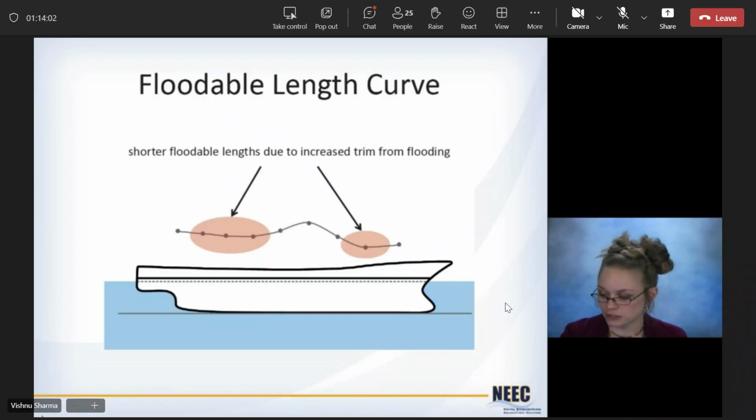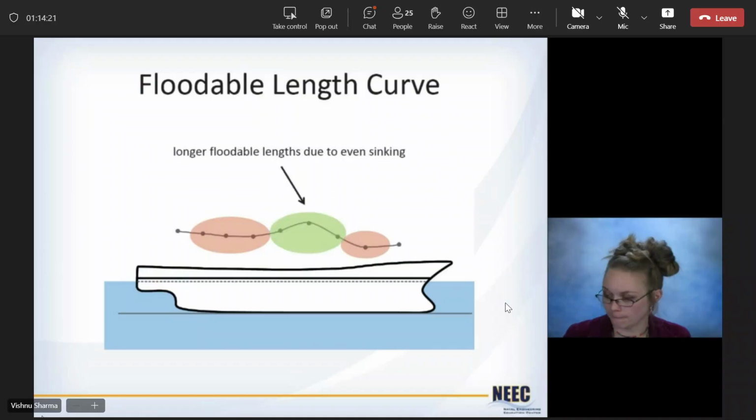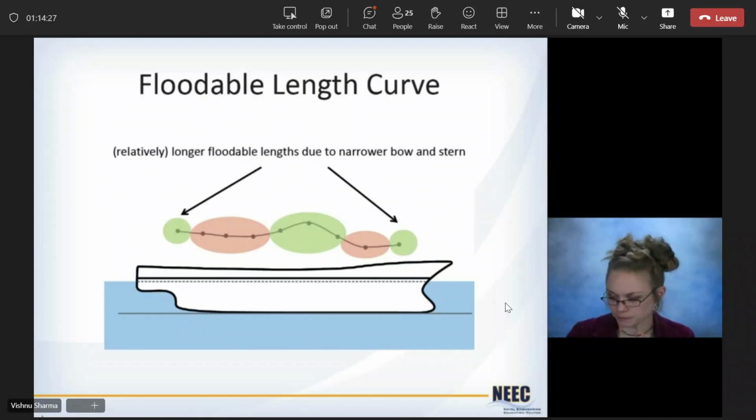And you can see that there are some regions of some shorter floodable lengths. This is because the ship trims, right? So if there's a bunch of flooding up in the bow, the ship will trim, bow down, and that will immerse the margin line faster. Similar with the stern, right? If the stern starts to dip down, that margin line is going to get immersed much sooner. In the middle, because the ship will sink parallel, it will sink evenly, the floodable lengths are actually a little bit higher. And then relatively speaking, there's longer floodable lengths at either end.